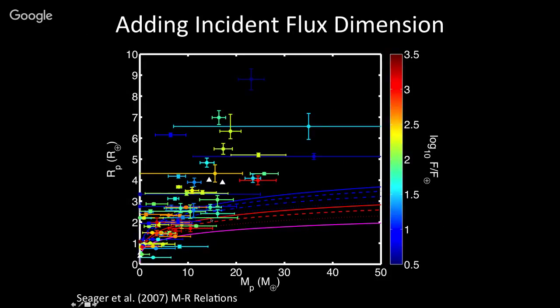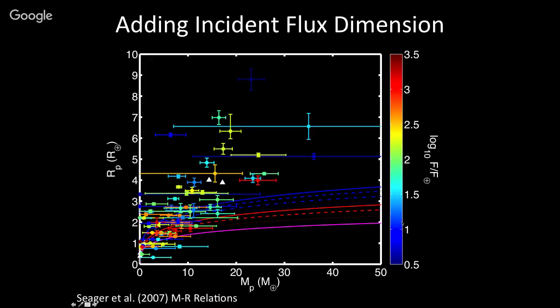So this is what I'm showing here now as the color of each point. So here the color bar is giving the amount of irradiation each planet is receiving from its host star relative to the irradiation that our Earth is receiving from its sun on a log scale. And just from this scaling, 0 here would correspond to a planet that's receiving the exact same insolation as the Earth is.